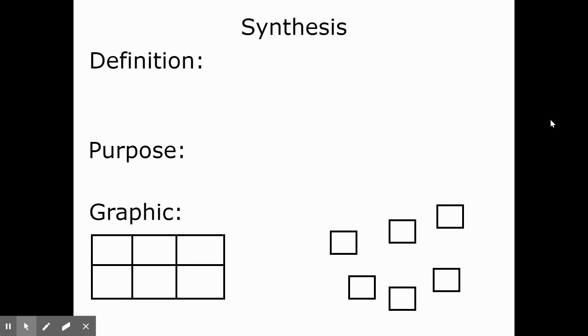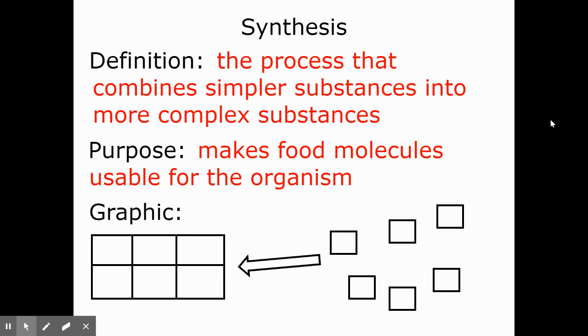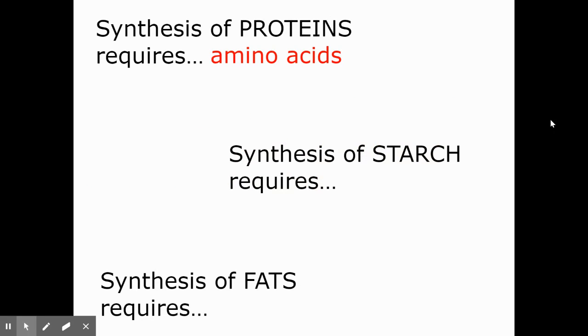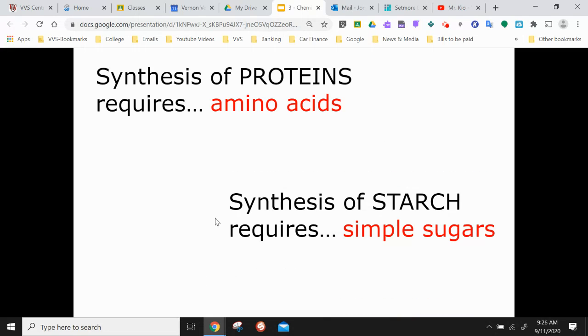All right, synthesis. Synthesis means making something. To synthesize means to make something. So here we're combining simpler substances into a more complex substance. For example, combining amino acids to make proteins that the body can now use. So in order to synthesize proteins, you need amino acids. You need those building blocks. In order to synthesize or make starch, you need simple sugars. In order to make a fat, you need a fatty acid and a glycerol. All right? So that's the end of our chemistry unit.